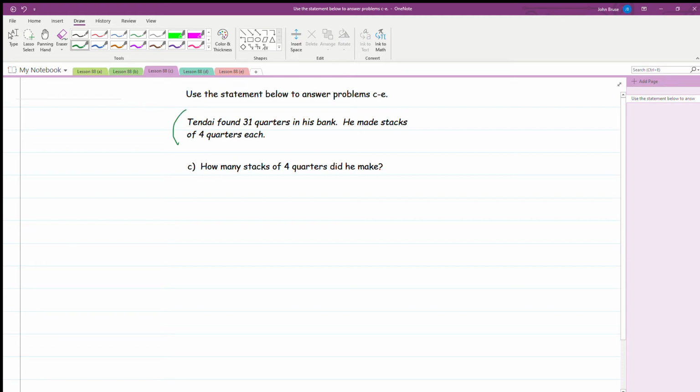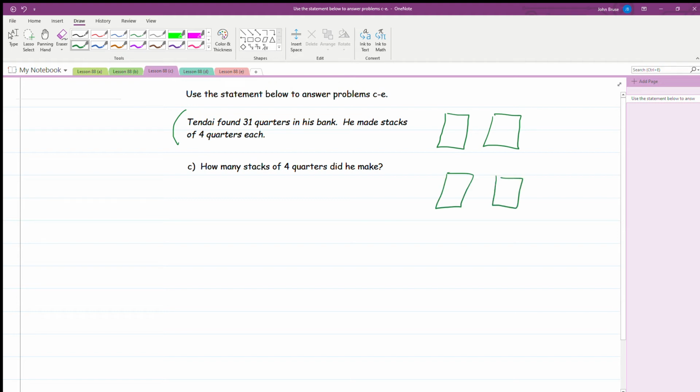It says Tendai found 31 quarters in his bank. He made stacks of 4 quarters each. How many stacks of 4 quarters did he make? Well, let's draw some stacks. These are stacks of quarters.